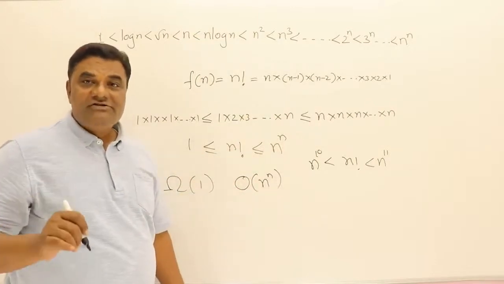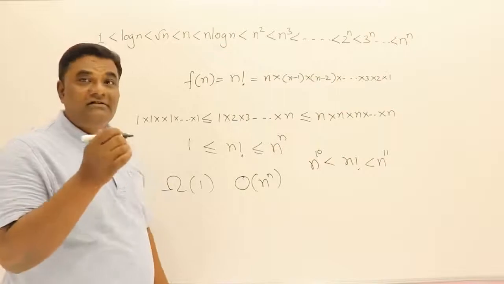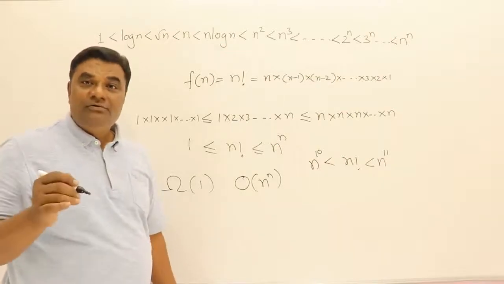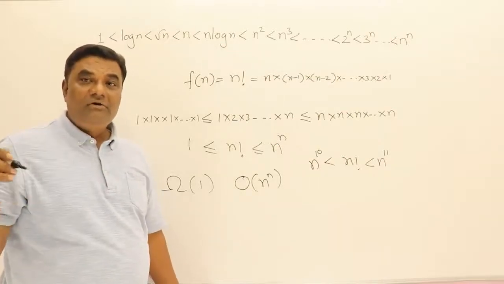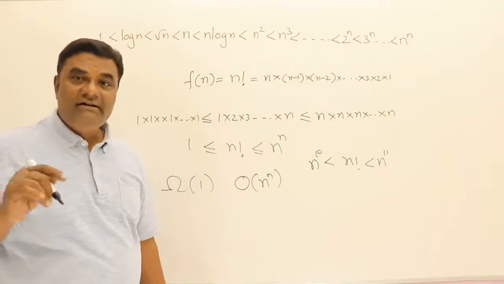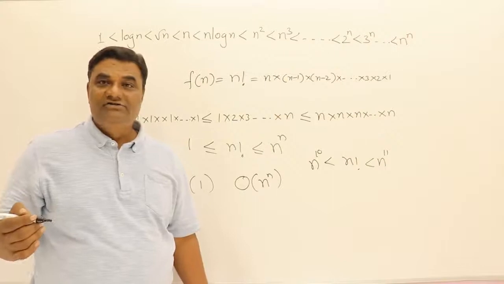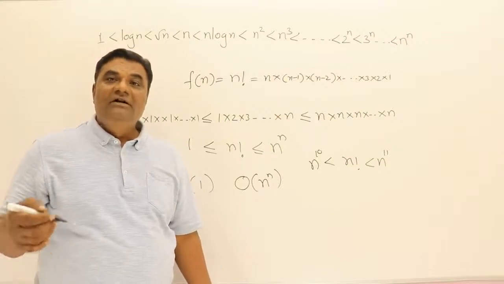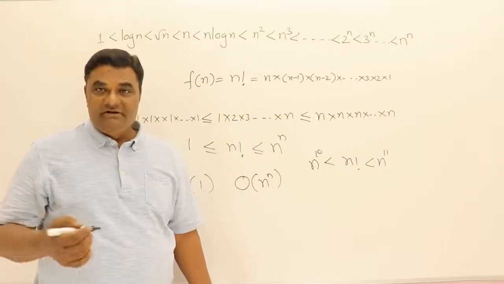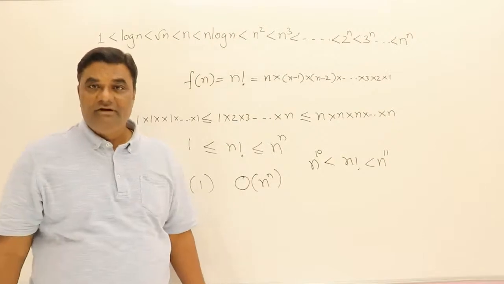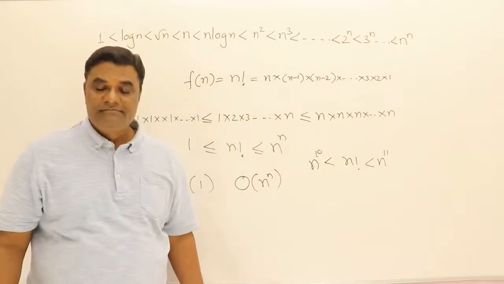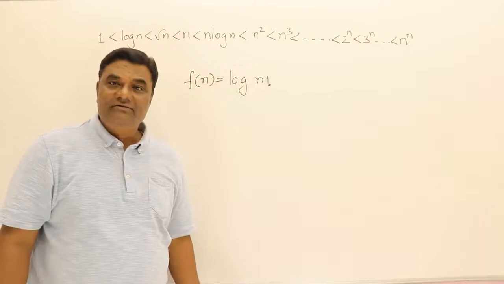So this is the function for which you cannot find the theta. So now upper bound and lower bound are useful. As I already told, when you cannot mention a theta bound for any function, then we go for upper bound or lower bound. So yes, here we have taken upper bound and lower bound of a function. Let's take log n factorial.